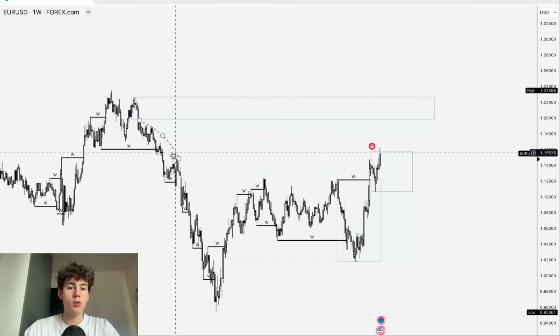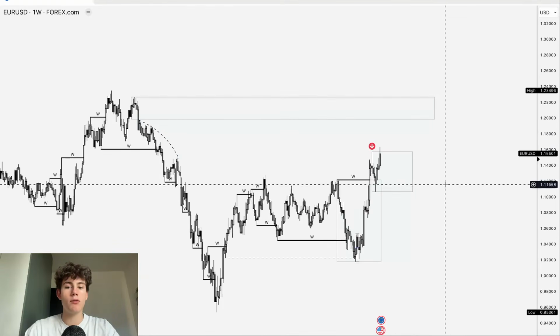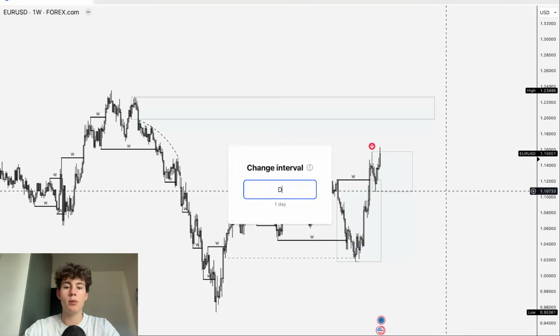And for the rest, we do not really have any other point of interest where I could see a reaction down lower from. So I will need to wait on the lower time frame to see if we could already trade down lower a little bit.